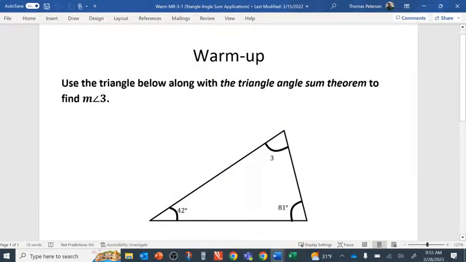Here it is. Use the triangle below along with the triangle angle sum theorem to find the measure of angle 3. Let's see if I can get a little bit of help with that. Luke, what would the measure of angle 3 be here? 57 degrees. How did you get that?